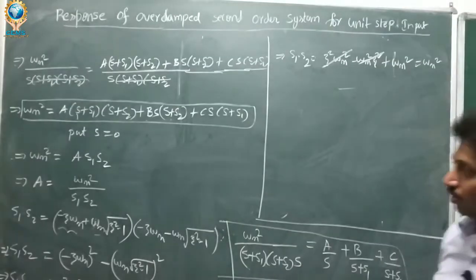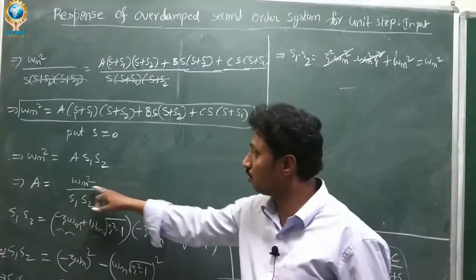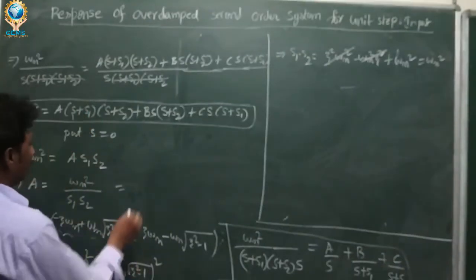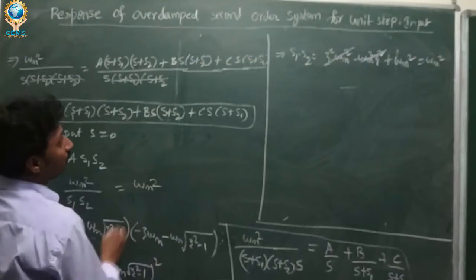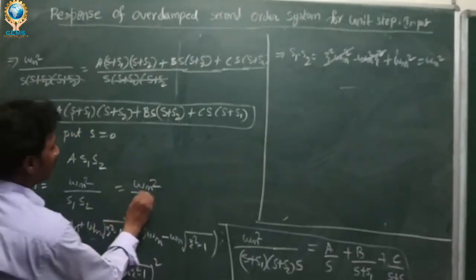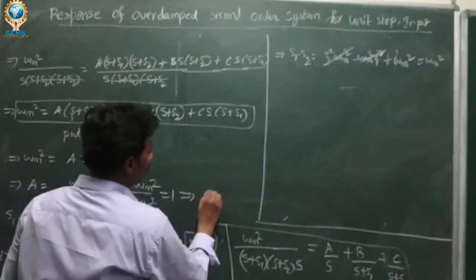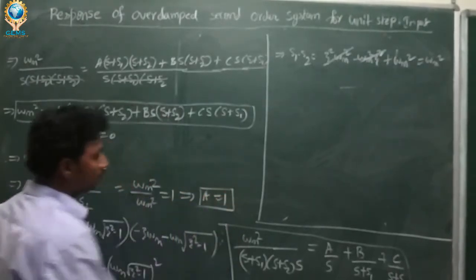So from this equation, you have A is equal to omega n square by S1 into S2. So omega n square by, what is S1 into S2? Omega n square. So you will get 1. Therefore A is equal to 1.